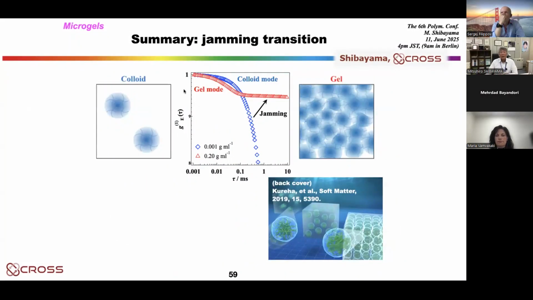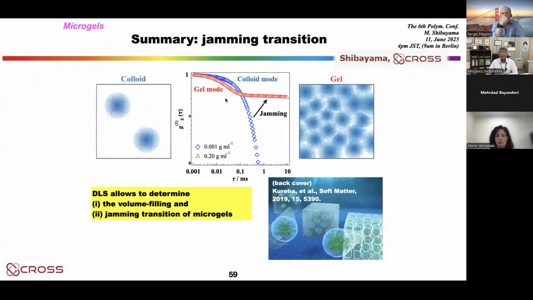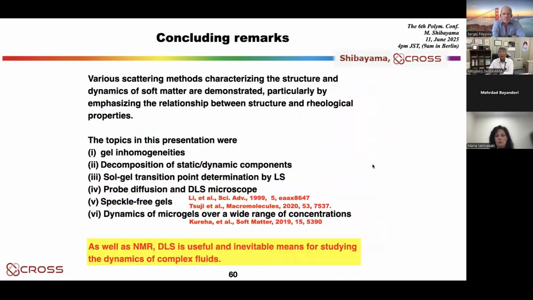So, in summary, the jamming transition is characterized by the ensemble average of the correlation function. The jamming transition is very clearly found by this equation. DLS allows us to determine the volume filling and the jamming transition of the microgel. So, concluding remarks: light scattering methods characterize the structure and dynamics of soft matter, demonstrated particularly by emphasizing the relationship between structure and rheological properties.